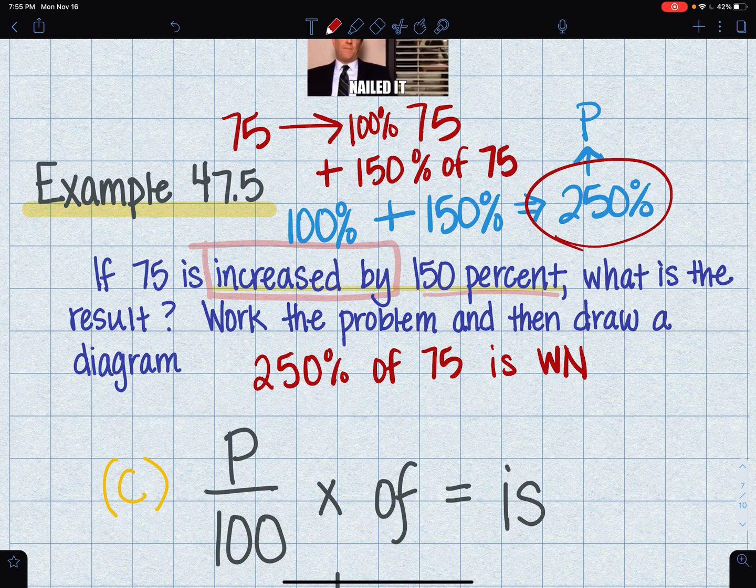So these words increased by are super important, and that's what's telling us that we need to add 150% to the 100%. So be aware of those words and don't just grab this number that's right before the percent and plug that in, because you'll be wrong.